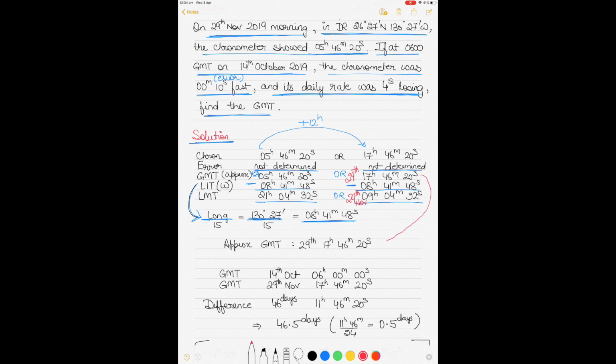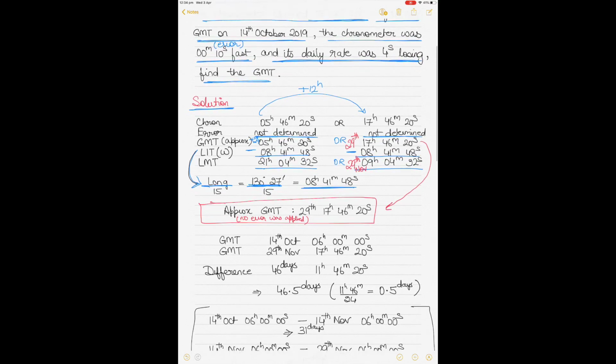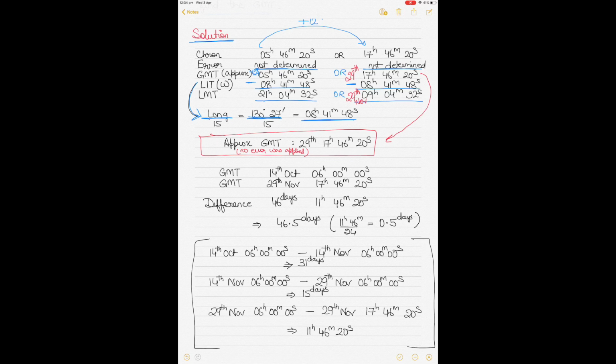So therefore this GMT time, I will use this approximately GMT time. Why I say approximately is because no error was applied yet, right? So the approximate GMT time is 29th of November, 17 hours 46 minutes 20 seconds. So first we determine this, and then we can apply the error that we'll calculate. All right, so what you have to find is basically the GMT, right? So to do that, you have to find the chronometer error on the 29th of November. You know the chronometer error on 14th of October, but you have to calculate for 29th of November.